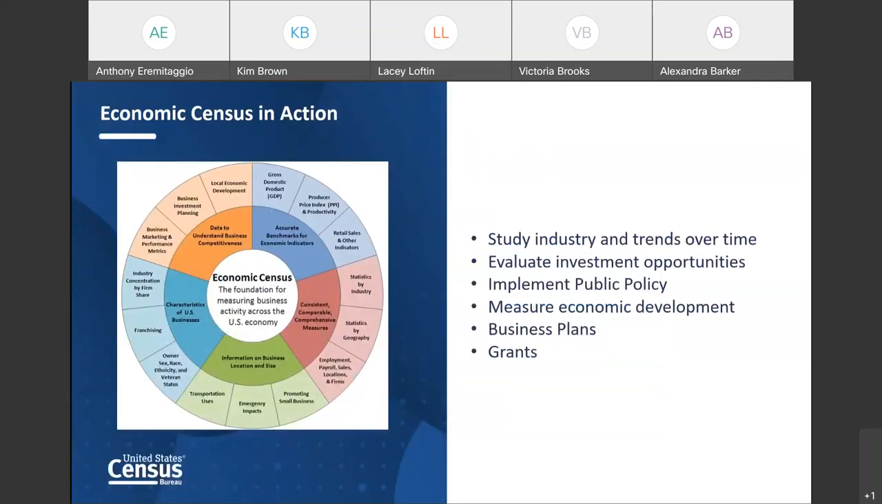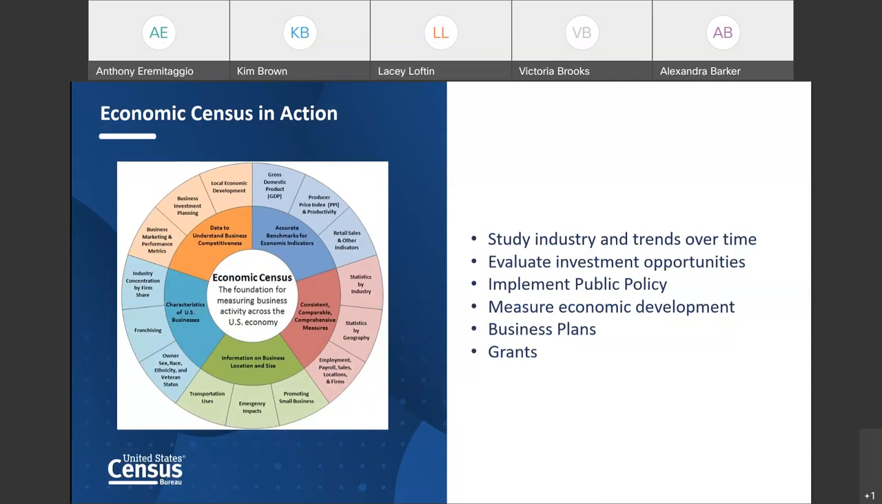Moving on to the economic census in action, we can mention here that this is a study of the industry and trends over time. It evaluates investment opportunities, implements public policy, measures economic development, and offers information for business plans and grants. The economic census collects data for nearly 400 million businesses.